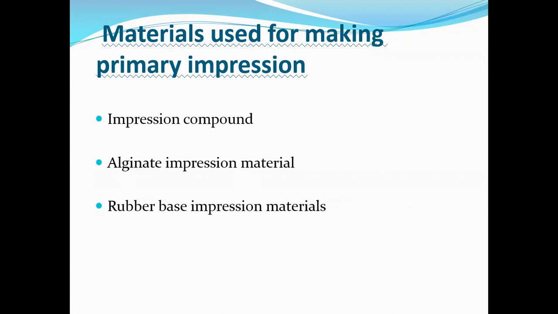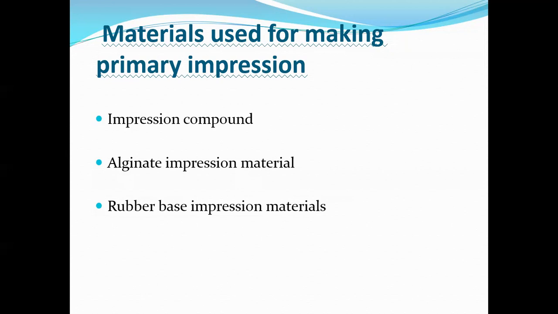For the upper stock tray, the posterior border of the tray should cover the maxillary tuberosity and hamular notch, and anteriorly it should include the anterior alveolar ridge. For the lower stock tray, posteriorly it should cover the whole retromolar pad area, and anteriorly include the alveolar ridge.